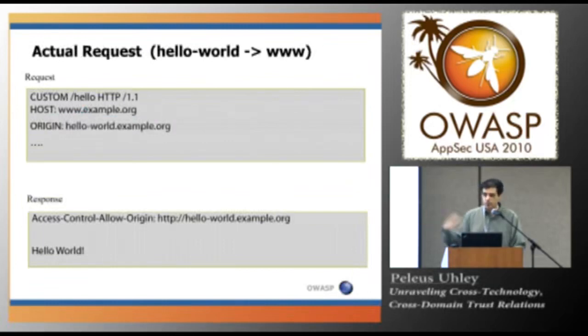And then once it's done the pre-flight, I can go ahead and do the actual XML HTTP request, where it does the custom method, sends over the origin, and then you get back a response with the access control allow origin header and the body of the data. So at that point, the XHR request would have access to hello world, which was the body of the data that came back.